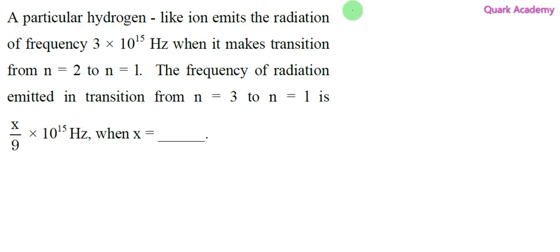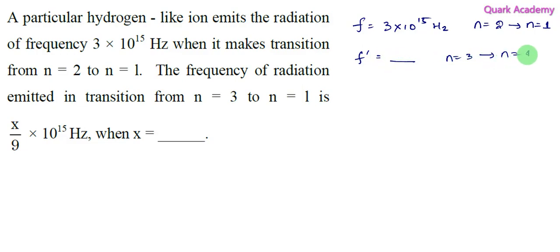A hydrogen-like ion is emitting radiation with frequency F, where F is 3 × 10^15 hertz, when the transition happens from the second orbit to the first orbit, n = 2 to n = 1. We need to find the radiation emitted by the same ion when it makes a transition from n = 3 to n = 1, so third orbit to first orbit.